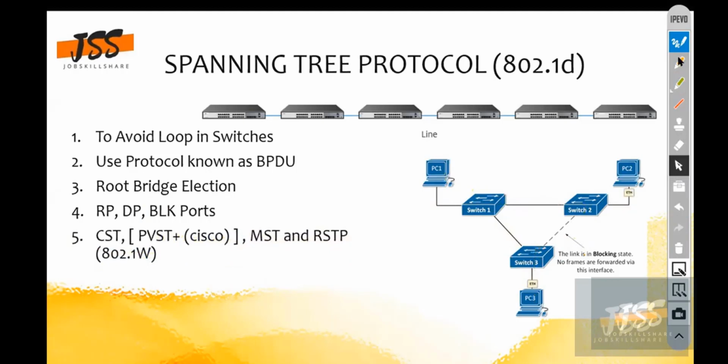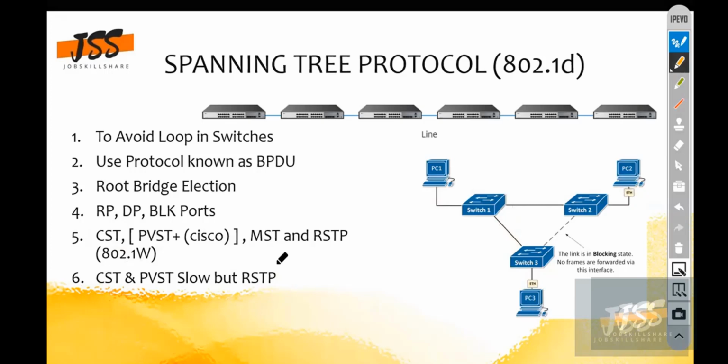Then we have some flavors of spanning tree protocol, which are the common spanning tree protocol, MST, multiple spanning tree protocol, RSTP, and one from Cisco that is known as PVST plus. When we hit the concept of spanning tree in detail, I will show you the difference between CST, PVST, MST and RSTP. Common spanning tree and PVST are slow.